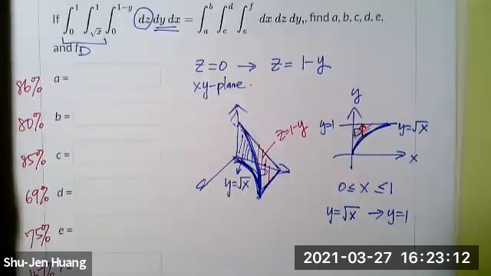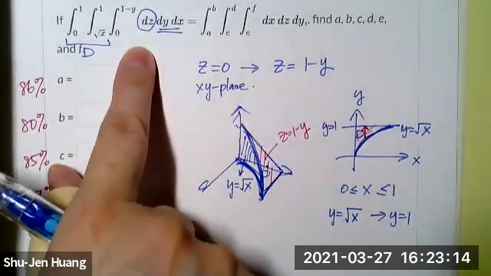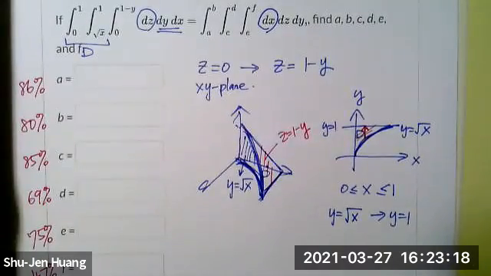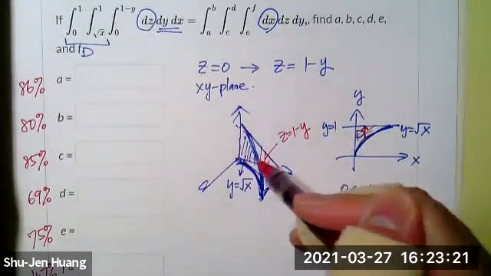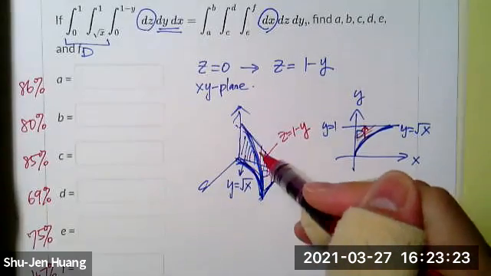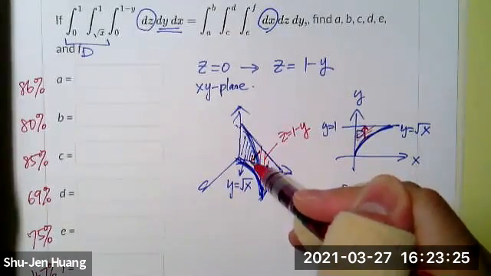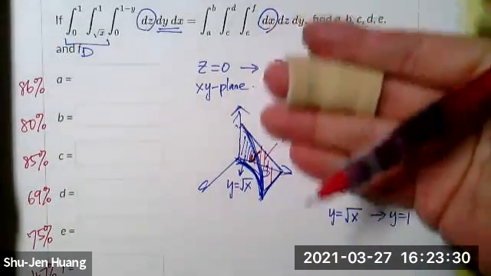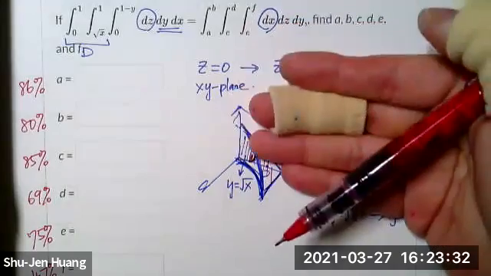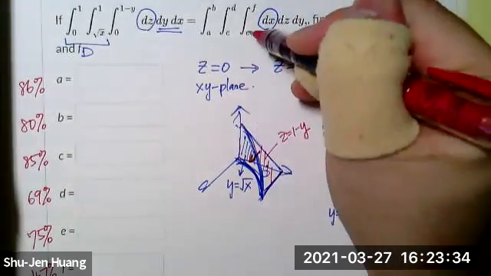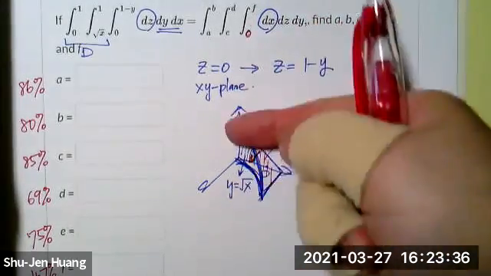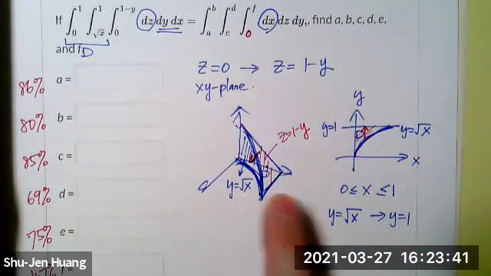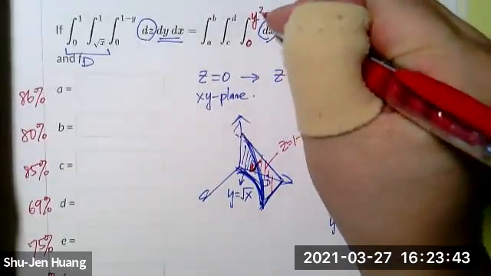Now we're going to change the order of integration. We want to do dx first. So to do dx first, inside the region, you're going to draw a line in the x direction. So it's from the back, which is the yz plane, so that's 0, until it touches the cylinder, y equal to square root x. So that's x equal to y squared.